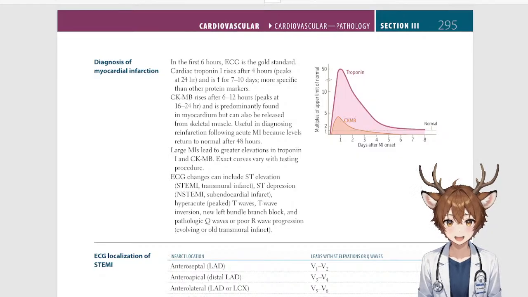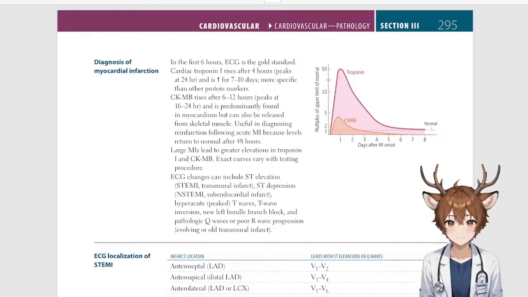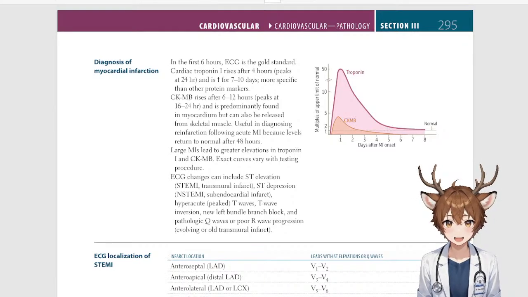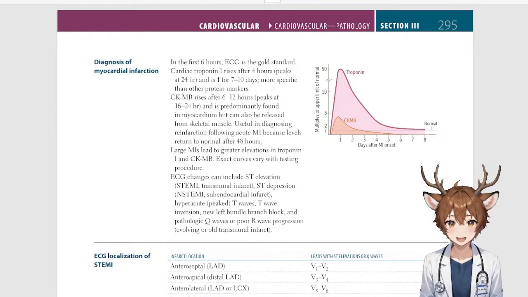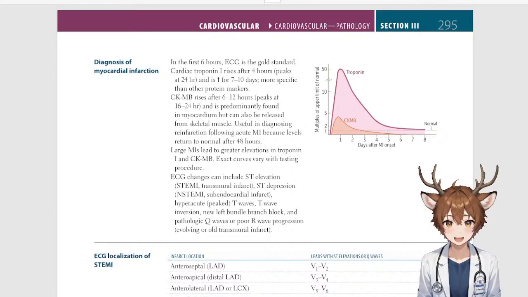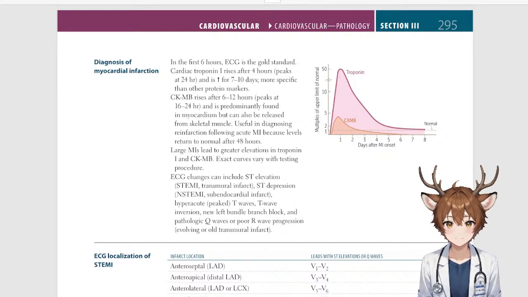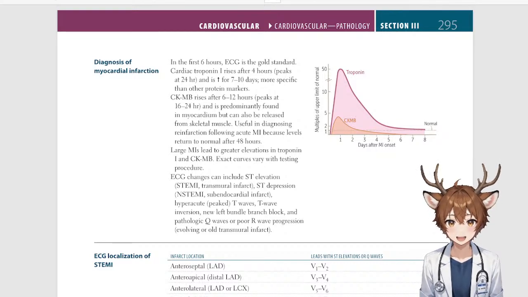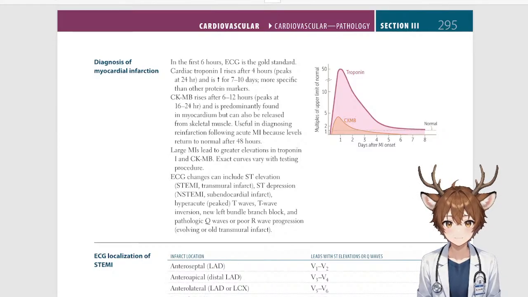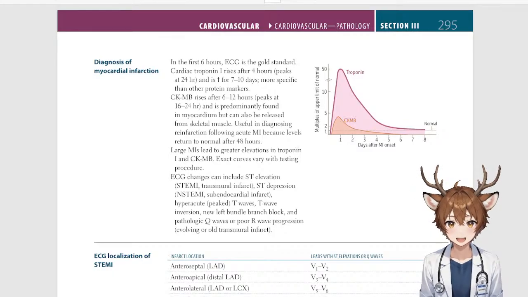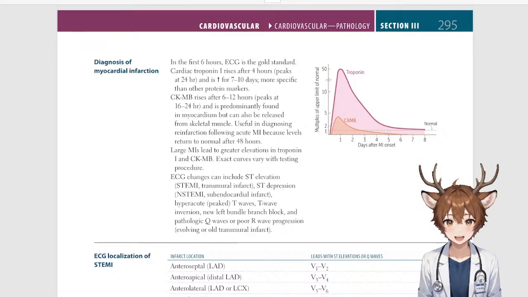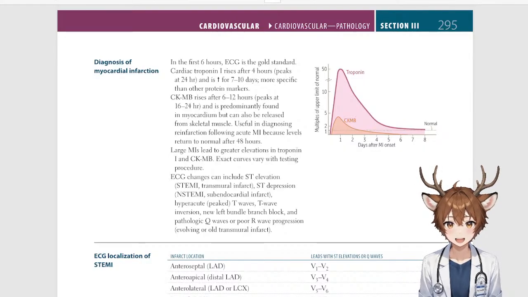Diagnosis of myocardial infarction. In the first 6 hours, EKG is the gold standard. Cardiac troponin I rises after 4 hours, peaks at 24 hours, and is increased for 7 to 10 days. So it's elevated for 7 to 10 days, more specific than other protein markers.